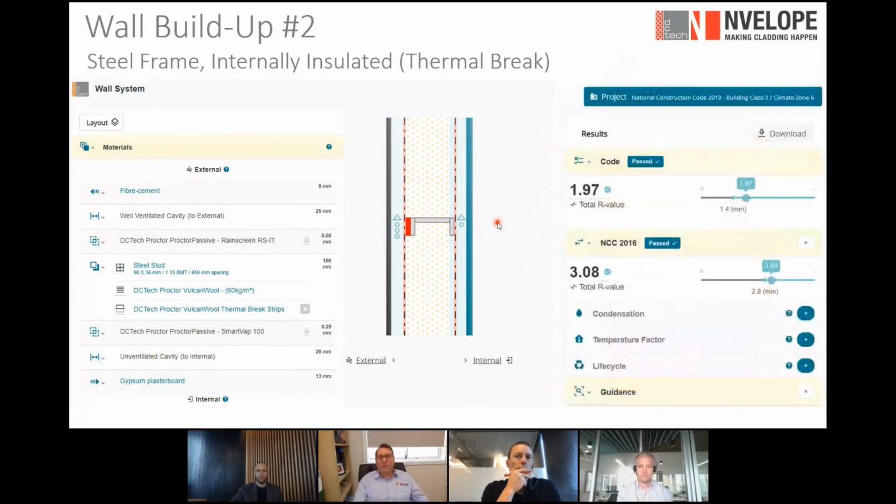So clearly here, a massive uplift in R value. We've gone from what we had before, which was 1.27, to 1.97. Now it's surpassed the 1.4 minimum required for that wall. So great result. And you will see here almost a complete R value difference when compared to 2016 NCC requirements.